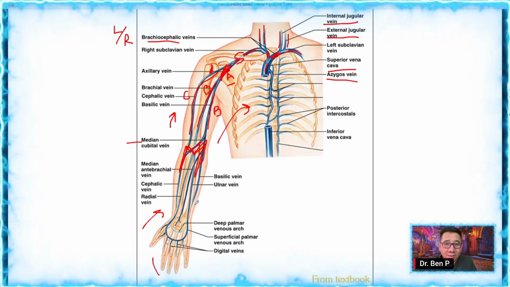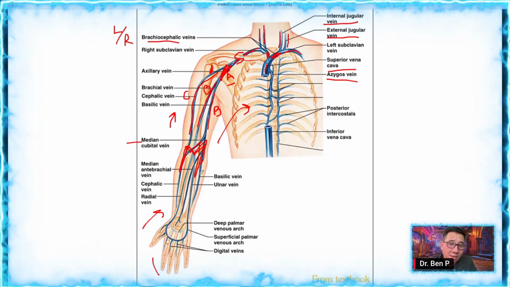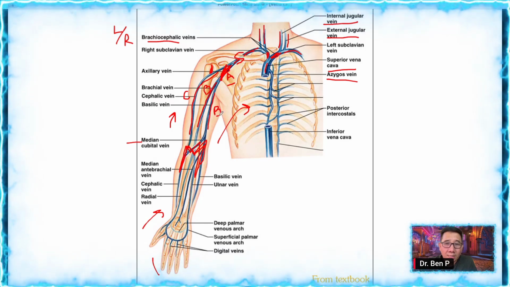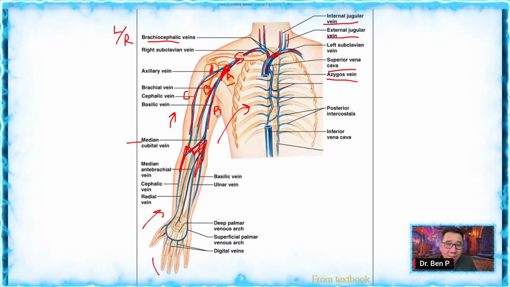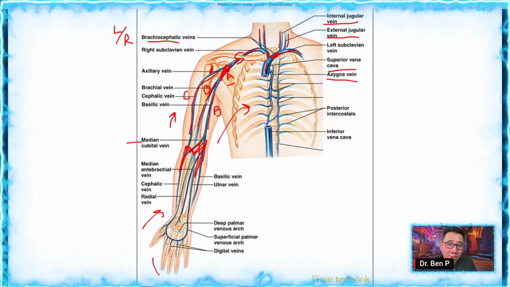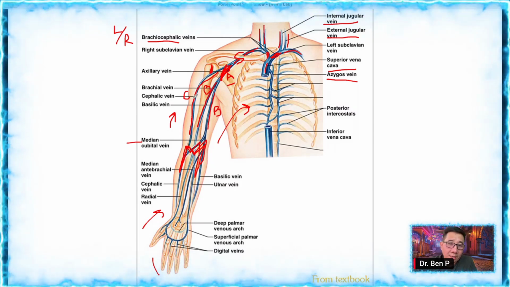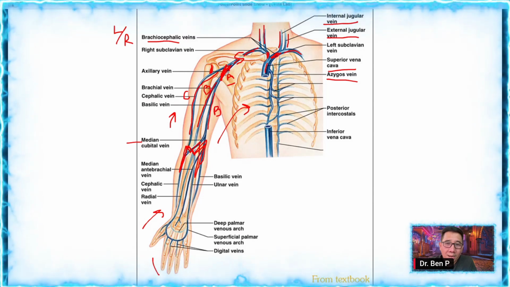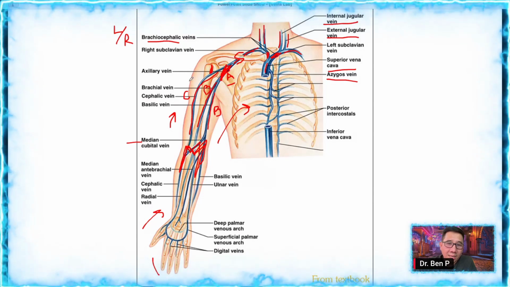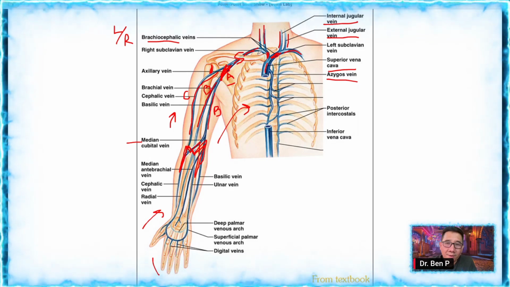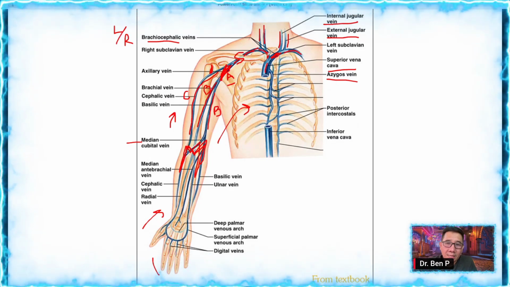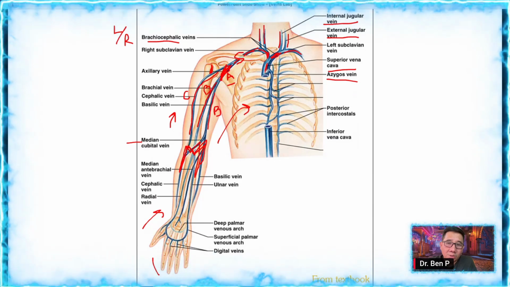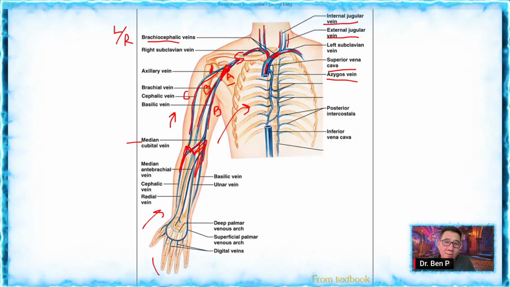That's it. You have the median cubital, left and right. You have the basilic vein, left and right, the brachial vein, left and right, and the cephalic vein, left and right. The brachial and basilic, the two B's, combine to get axillary, and that combines with cephalic to get subclavian, which then drains into the right and left brachiocephalic, then to the superior vena cava, and then into your right atrium.